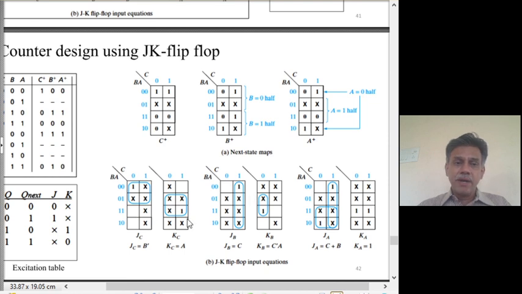Is it possible to get rid of all these things and read out all these equations directly from the A plus, B plus, C plus K maps, is the question. Yes, you can do it, but you have to pay careful attention. Now let us look at JC and then KC. We saw that for JC, the C is equal to 1 sub K map has all don't cares, whereas for KC, the C equal to 0 sub K map is all don't cares.